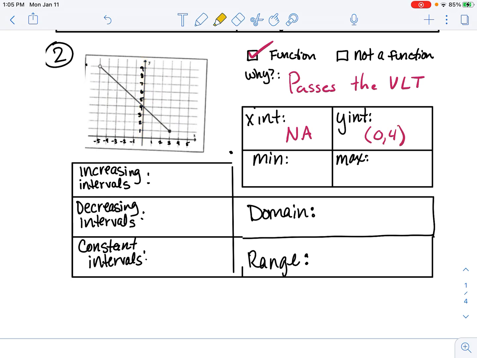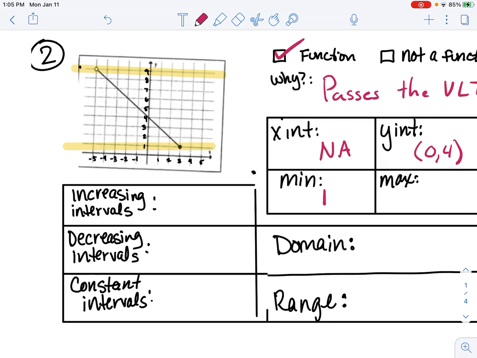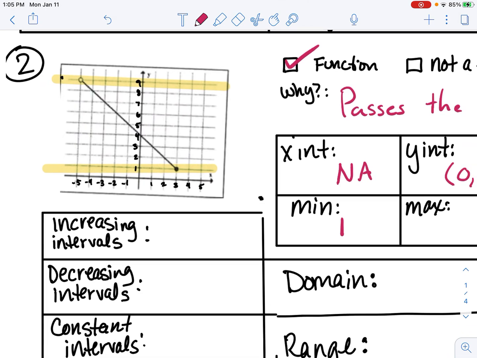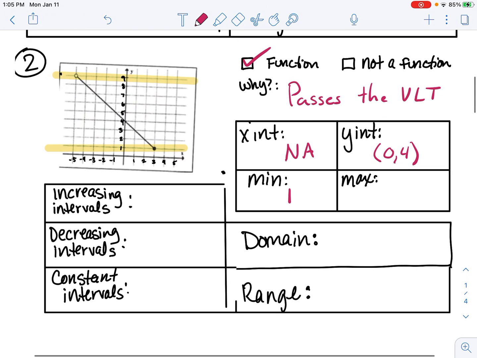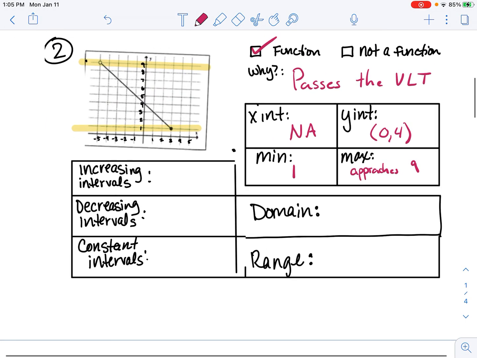The minimum, so the lowest value and the highest value. The minimum was 1 and the maximum was 9. And it actually doesn't get to 9, so the maximum approaches 9. So 9 is not actually the maximum, it's almost up to 9, so approaches 9. All right.